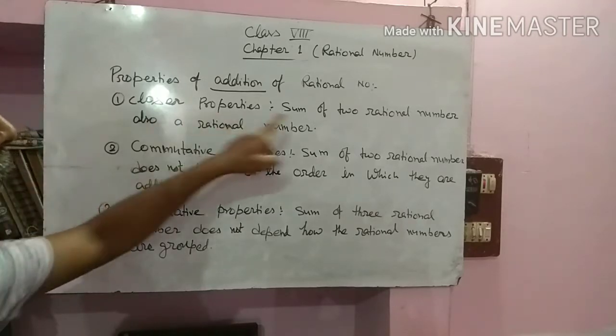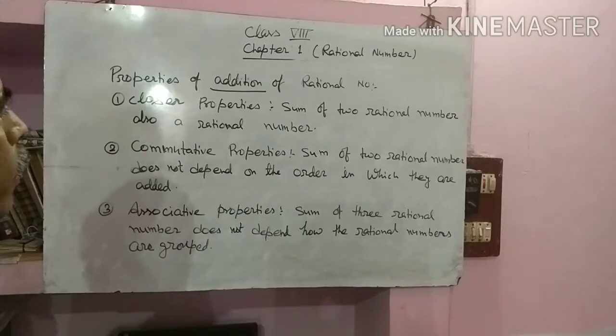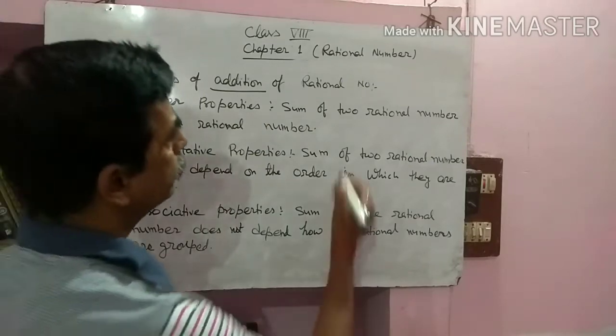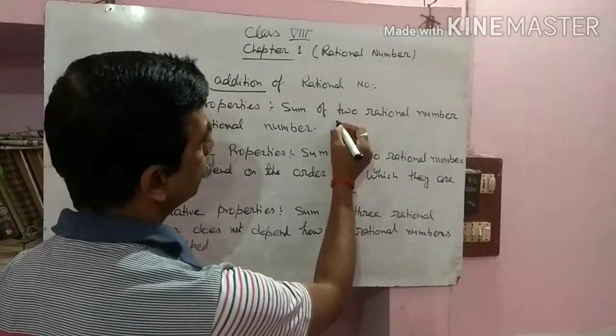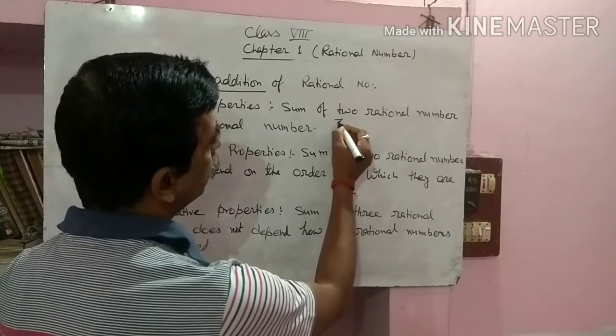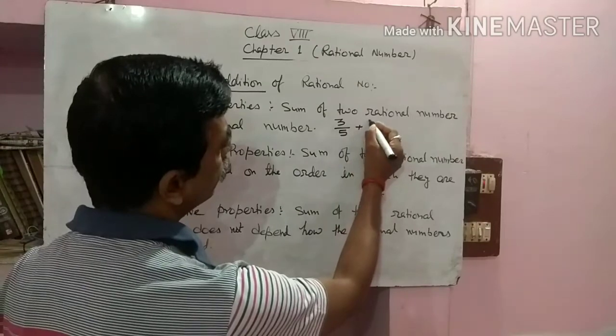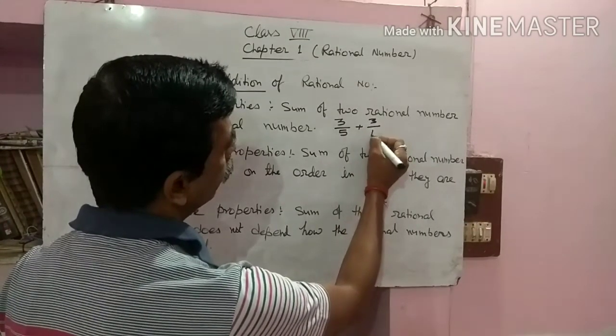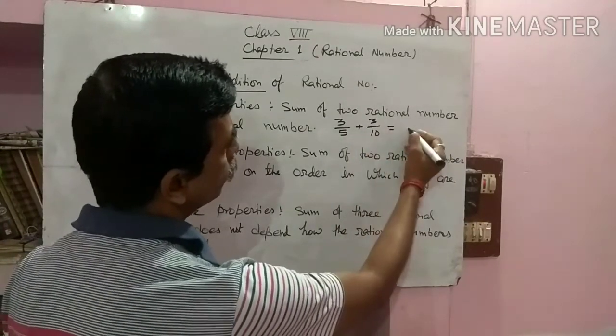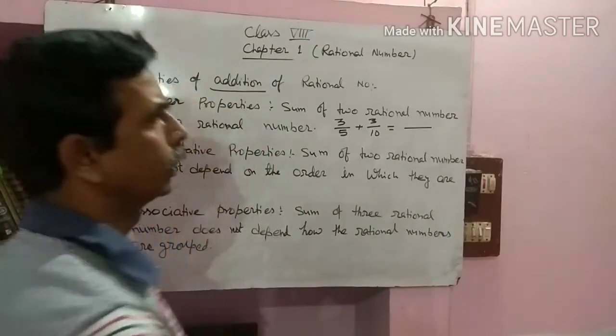It says that the sum of two rational numbers is also a rational number. As rational numbers, suppose 3 by 5, and the next one is 3 by 10. The sum of these two numbers should be a rational number.